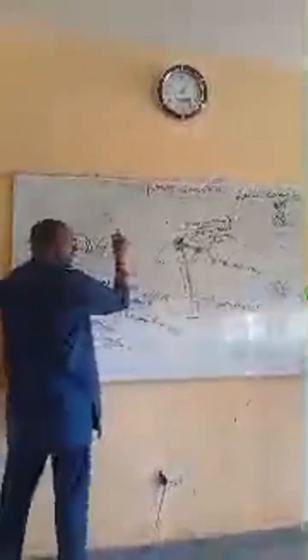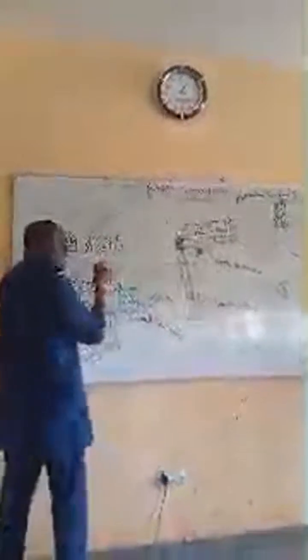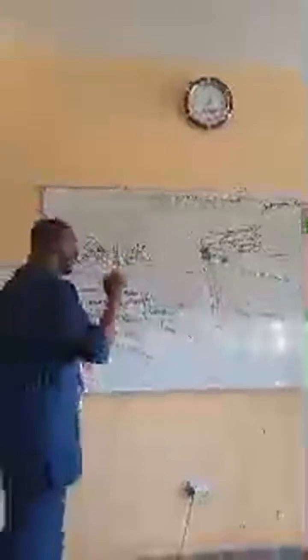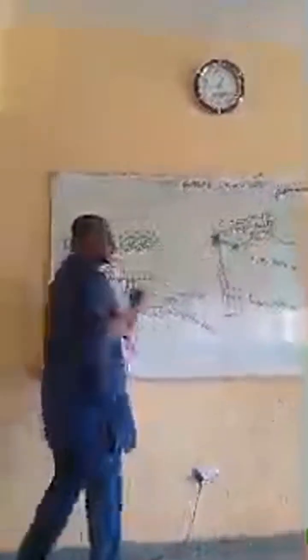I've cleaned that diagram. The globus pallidus is divided into two, right? Okay, let me use this one. This is the putamen. This is the globus pallidus. Now we have two types. The globus pallidus is divided into two: we have globus pallidus internus and globus pallidus externus.